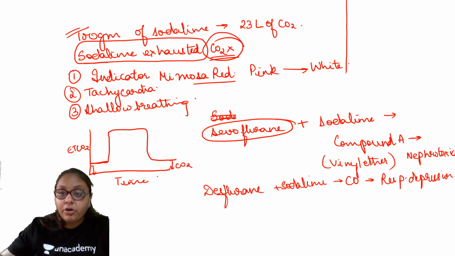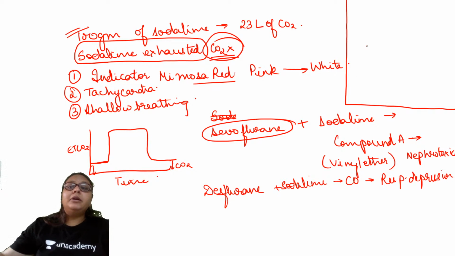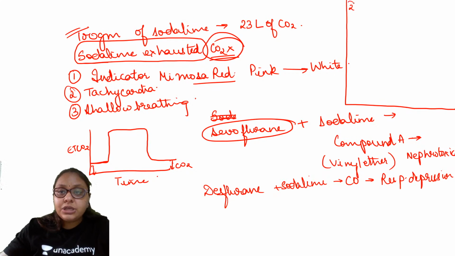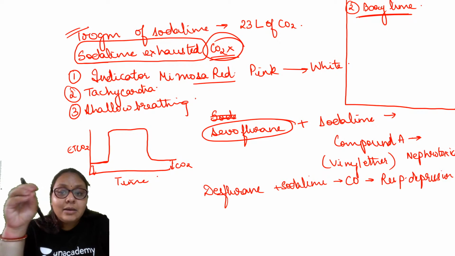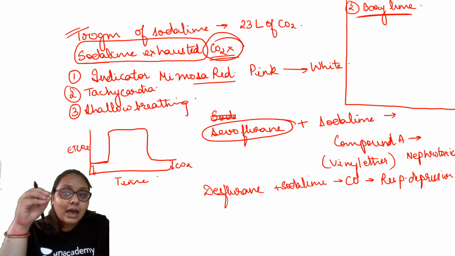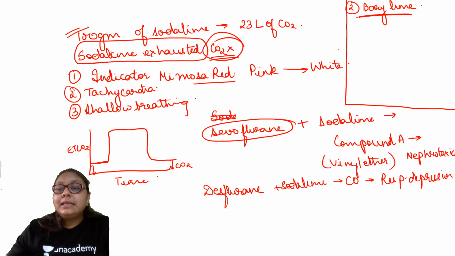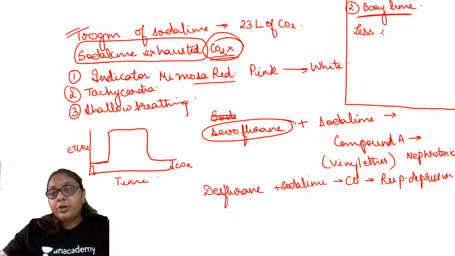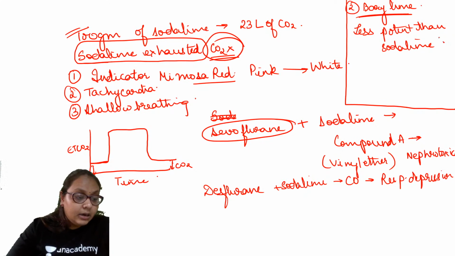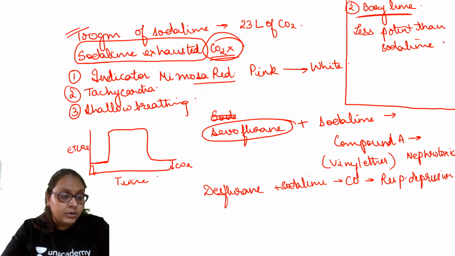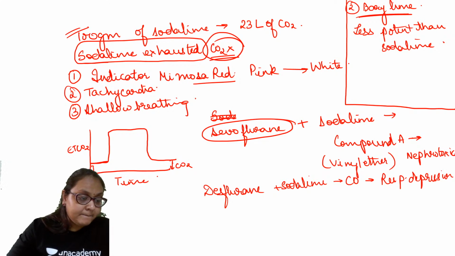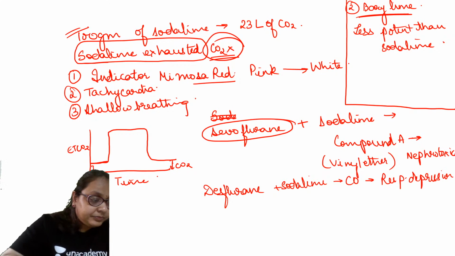Therefore, other carbon dioxide absorbents which can be used are baralyme. The advantage is there is less formation of compound A and carbon monoxide, but it is less potent than soda lime. Is it clear? Any doubts in this?